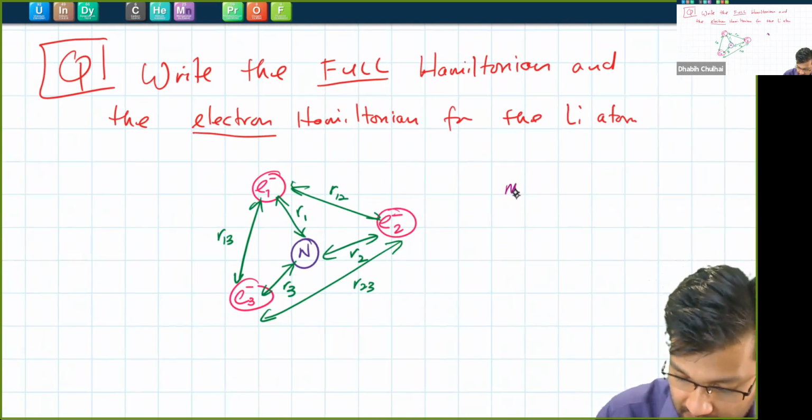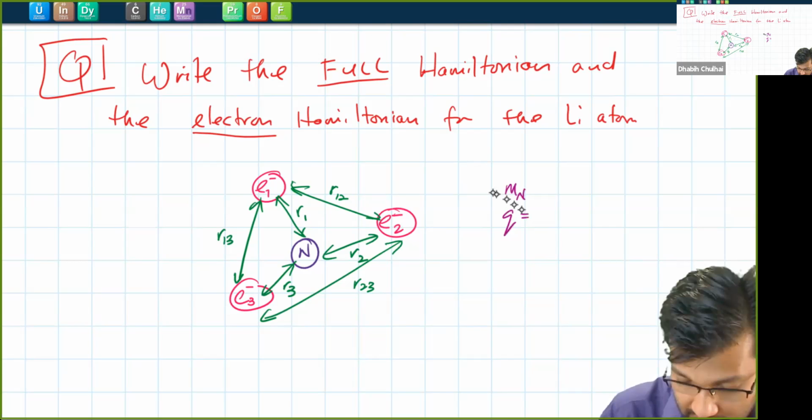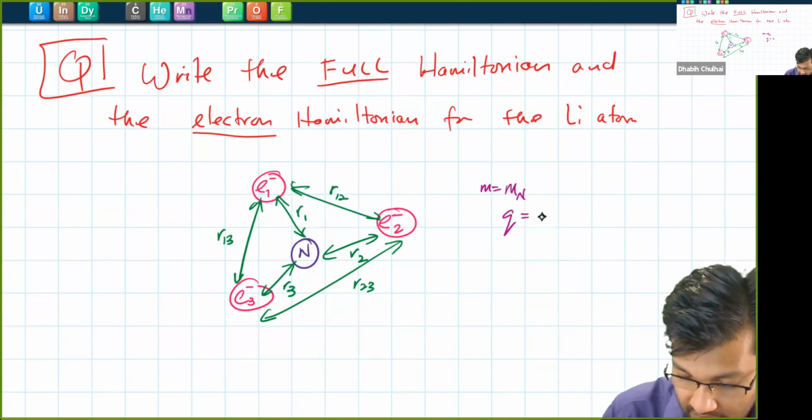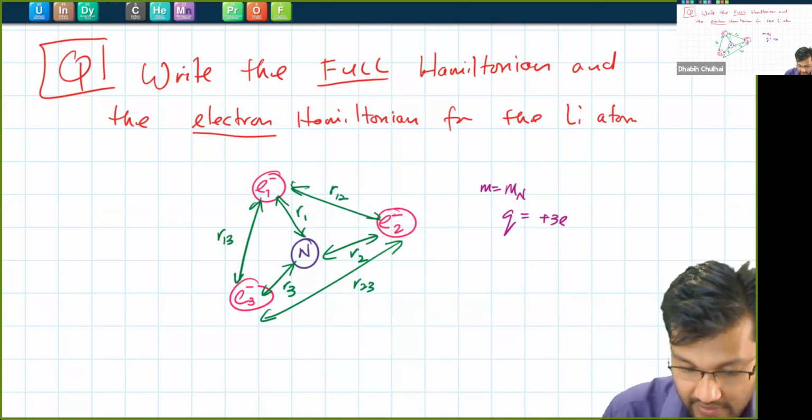The mass of the nucleus here will be Mn. The charge on the nucleus is positive 3e, as you probably figured out.